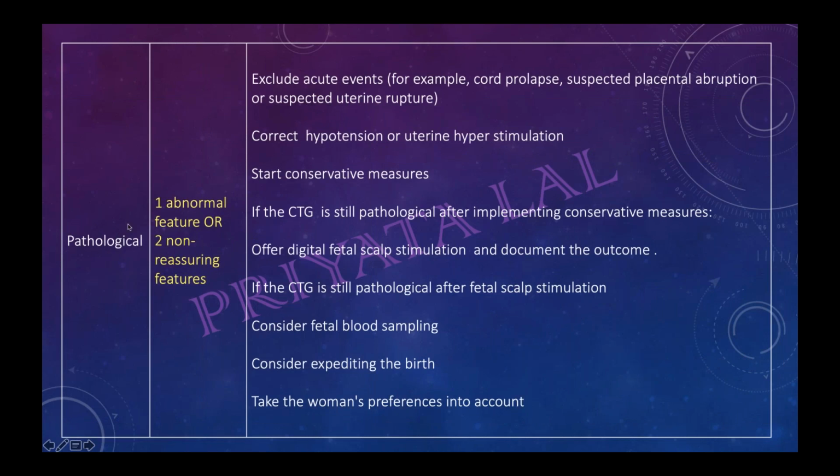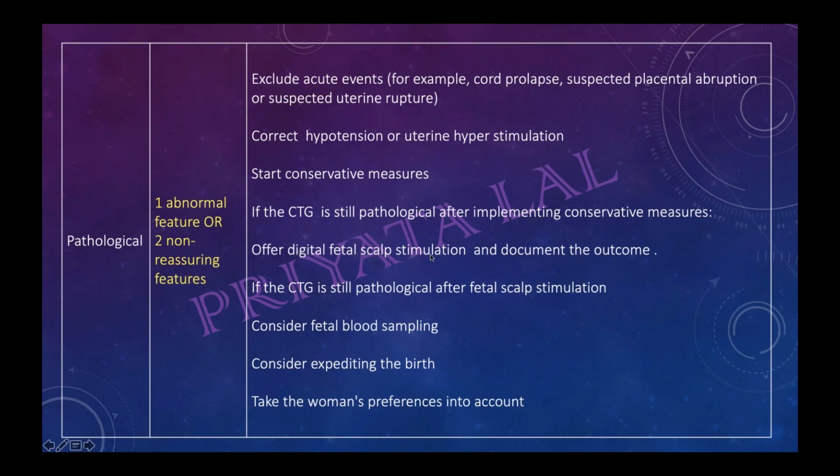Now coming to pathological: if there is one abnormal feature or two non-reassuring features, the category will be pathological. This is the hierarchy from top to bottom. There could be an acute event. What can happen? It could be bleeding, prolapse, or uterine rupture. You have to think of uterine hyperstimulation and or hypotension as well. Start with conservative measures. After that, if the CTG is still pathological, then you can go for fetal scalp stimulation.